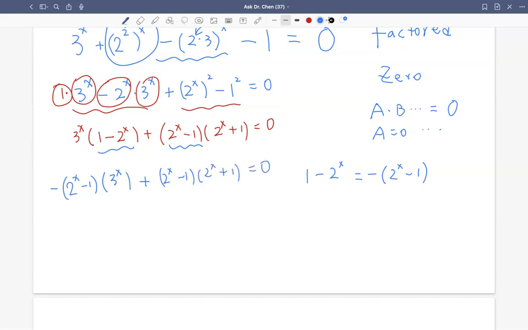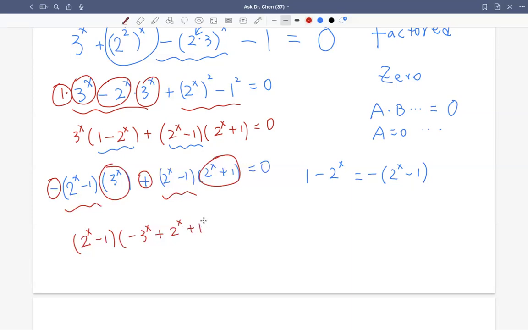That equals 0. Now we have a common factor. The common factor is 2 raised by x minus 1. So let's factor out 2 raised by x minus 1. Then the first group is left with a negative 3 raised by x, and the second group is left with plus 2 raised by x plus 1, that equals 0. So now we have two factors. This is a factor, this is a factor. So it's like a times b, right? So that means this factor can be 0 or this factor can be 0. So 2 raised by x minus 1 can be 0.